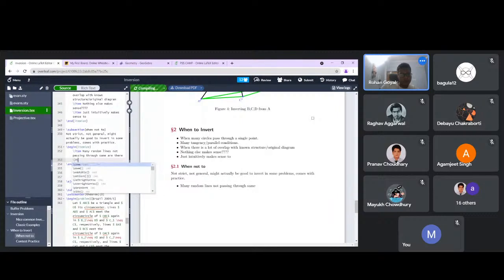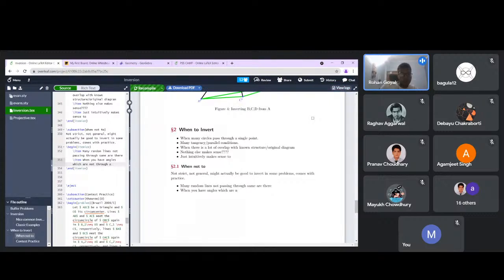What else? When you have angles which are not through the same point, when the angles are not through a single point, maybe. Okay, this comes with a disclaimer. You can still find them.